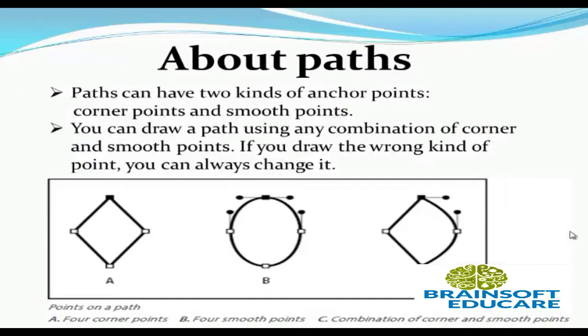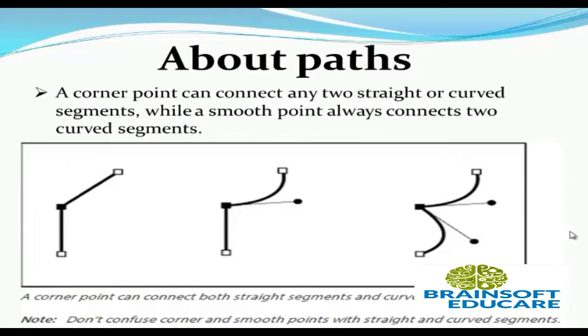Paths can have two kinds of anchor points, corner points and smooth points. You can draw a path using any combination of corner and smooth points. If you draw the wrong kind of point, you can always change it. This is the example of points on a path. A is four corner points, B is four smooth points, and C is a combination of corner and smooth points. A corner point can connect any two straight or curved segments, while a smooth point always connects two curved segments.